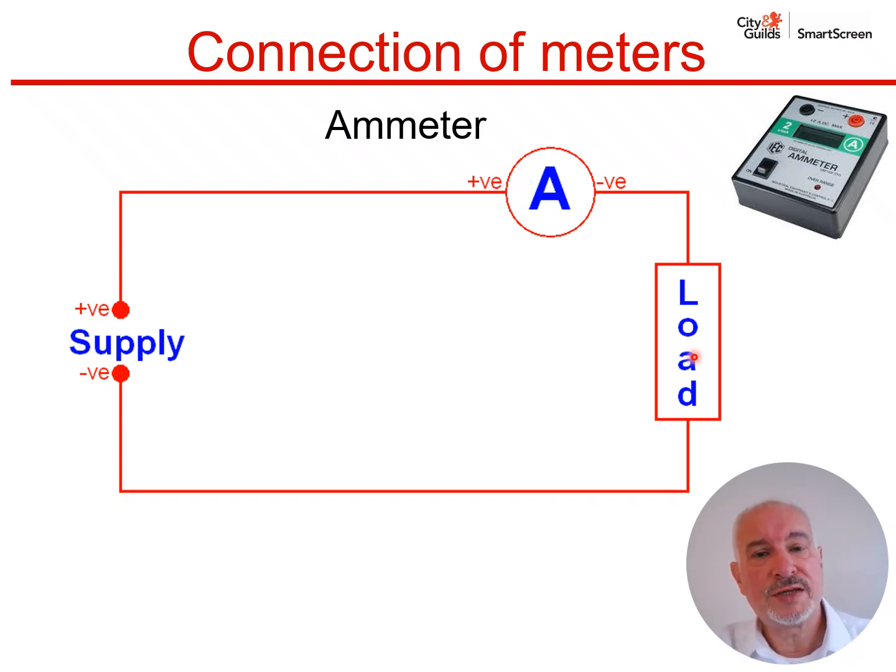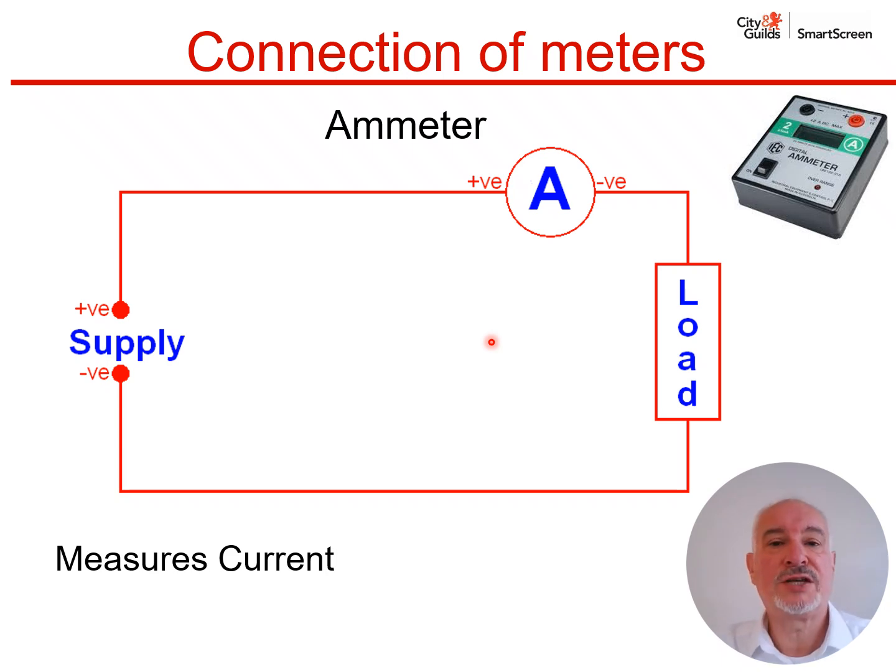Now the load is the part of a circuit that is where we use the electricity. So it has an effect on the amount of current that will flow in the circuit. And a typical example of a resistive load would be an electric kettle. When we plug the electric kettle into the circuit, it becomes the load. We've also got here a circle with an A, and that represents the ammeter.